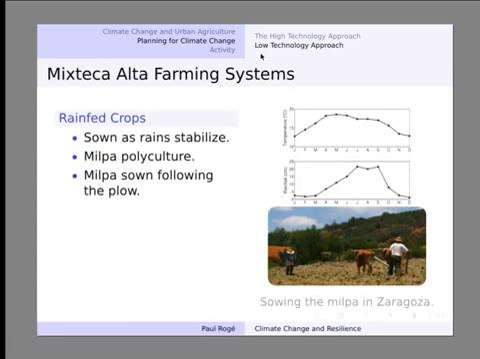And then finally we have what's called temporal maize, which is what you might traditionally think of in corn production, which is you plant it in May at the beginning of the rainy season, and it grows rain-fed, from the beginning of the rainy season until November or December.